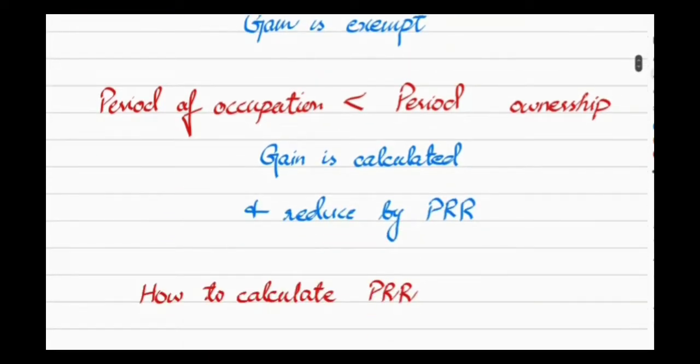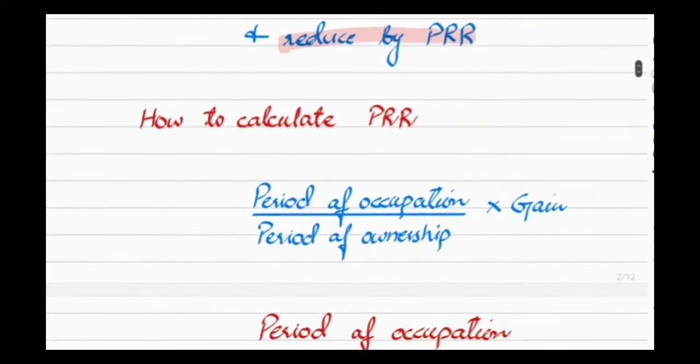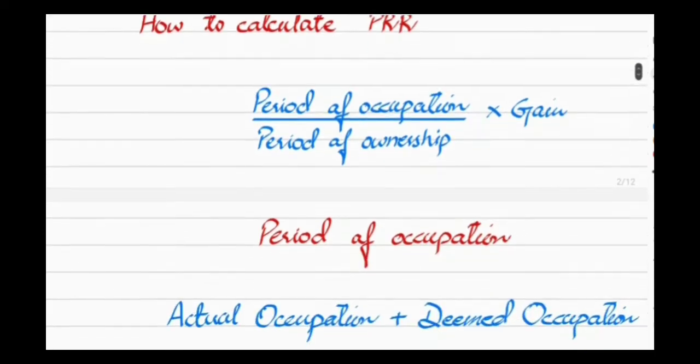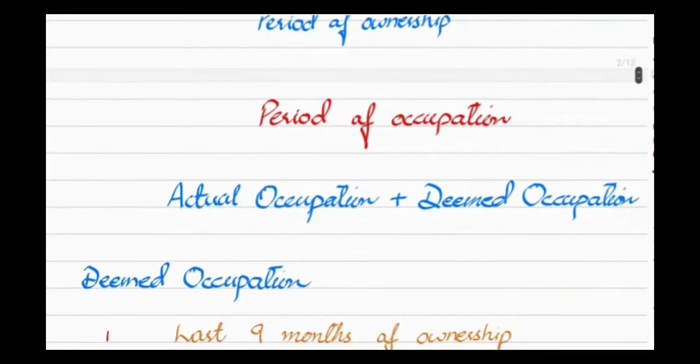If the period of occupation is less than the period of ownership, the gain is calculated and reduced by PRR, private residence relief. So how do we calculate PRR? It is the period of occupation divided by the period of ownership, multiplied by the gain.